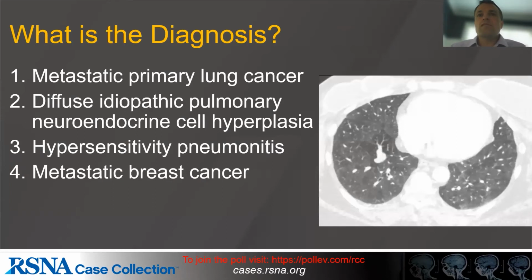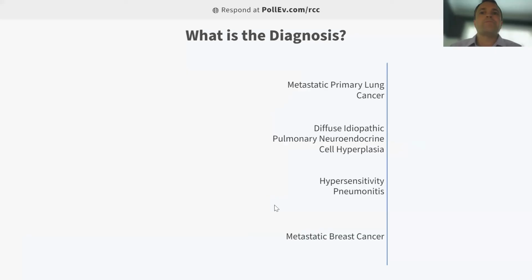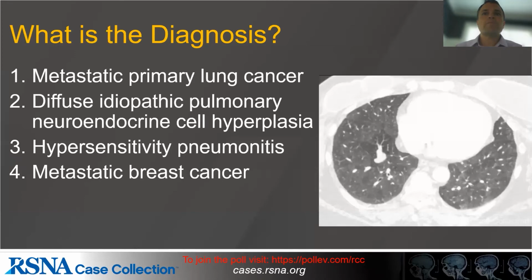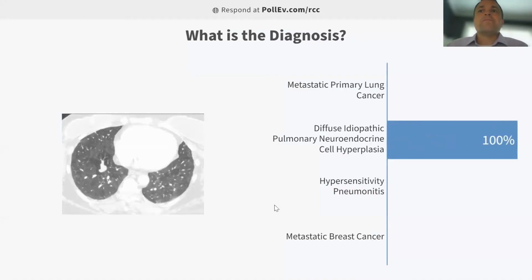And so what is the most likely diagnosis? Is this metastatic primary lung cancer, diffuse idiopathic pulmonary neuroendocrine cell hyperplasia, hypersensitivity pneumonitis, or metastatic breast cancer? Give some people some time to answer.